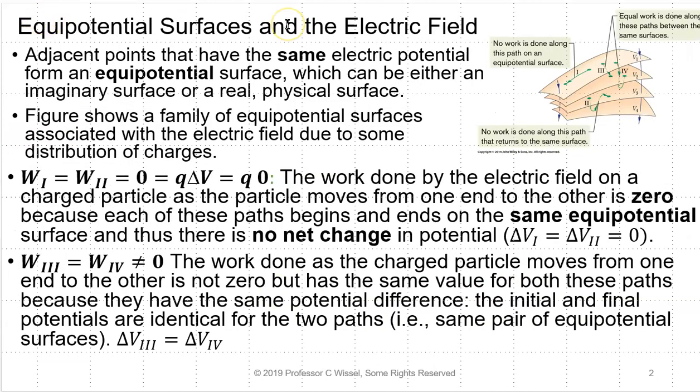Okay, now this is equipotential surfaces in the electric field. Adjacent points that have the same electric potential form an equipotential surface. That's what equipotential means, which can be either an imaginary surface or a real physical surface. The figure here shows a family of equipotential surfaces, that looks like these sheets of paper here, associated with the electric field due to some distribution of charges, which is not shown here.